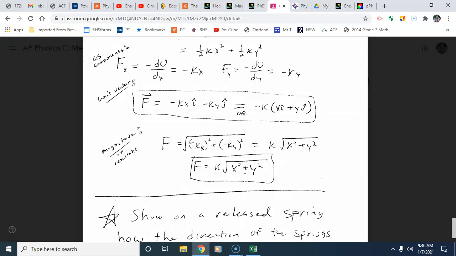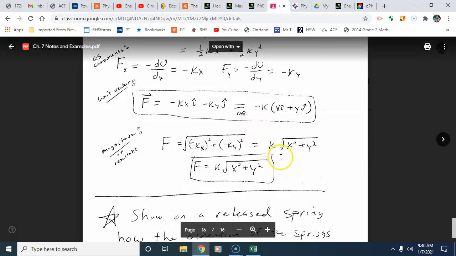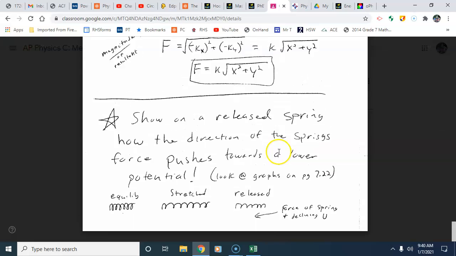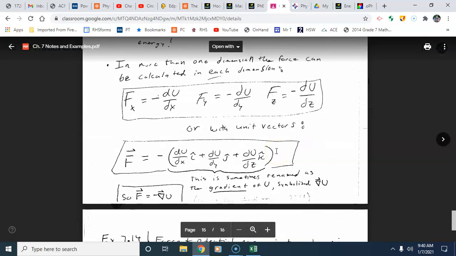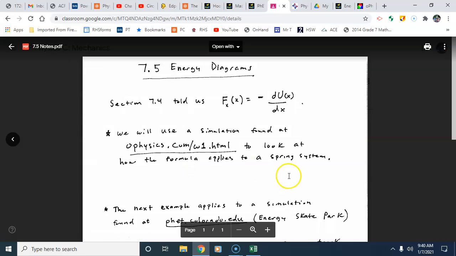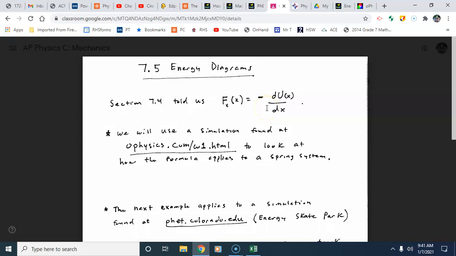So the core thing to remember is if you've got a potential energy function, if you want the force, you take the negative derivative of that function. All right, and we're going to visualize this better in a second with some things in section 7.5. So the part of the notes that I included, I just restated what we just learned. It's important to remember this, the fact of what taking that negative derivative gives us.